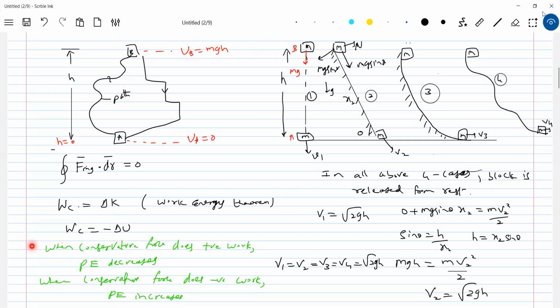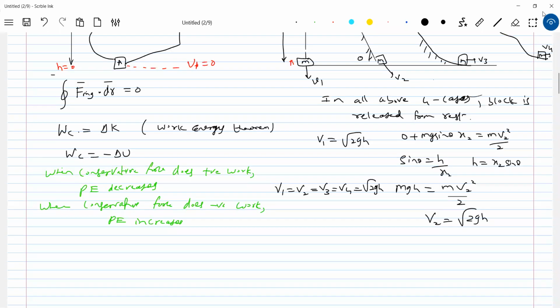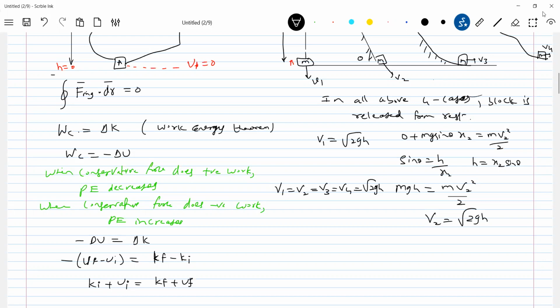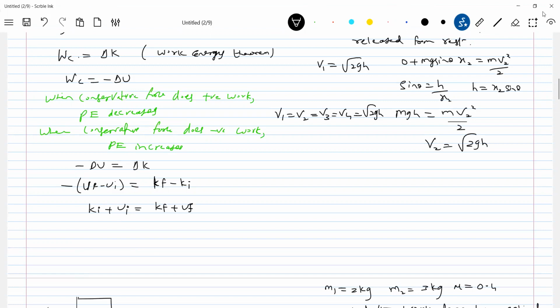Okay, got this one. Now let me equate 1 and 2. These two equations I'm going to equate here. So with this, what I'm getting is minus delta U equal to delta K. What do you mean by delta U? Final minus initial. Delta K means Kf minus Ki. So this should be Ki plus Ui equal to Kf plus Uf. What is Ki plus Ui? The sum of potential plus kinetic energy should be the mechanical energy.